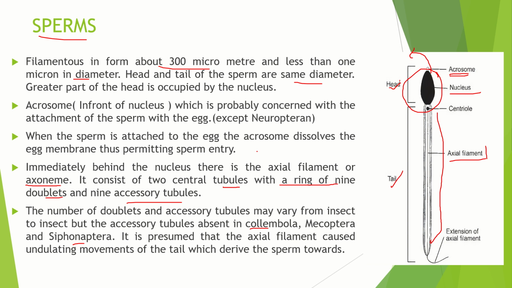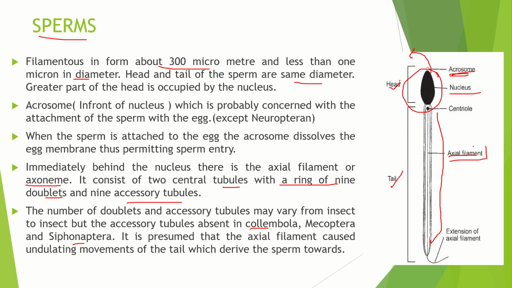Basically, sperm contains two parts: one is the head, another is the tail. The tip of the head part is called the acrosome, and the head part is occupied by the nucleus. In the tail part there is one axial filament, called the axoneme, which consists of two central tubules with a ring of 9 doublets and 9 accessory tubules.